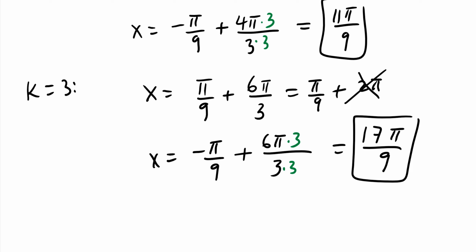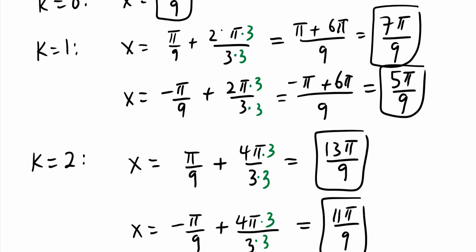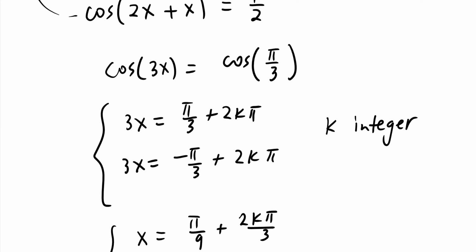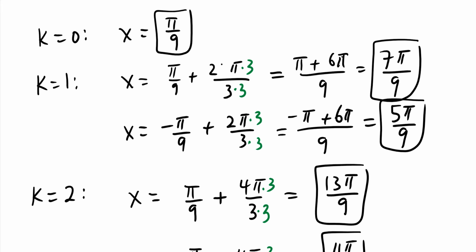So do you see why we got more and more answers here? Because the number in the front was not 1, was not 2, it was 3. Do you see the 3x? That's why we got more answers. So the more you increase that number, the more answers we generally get.